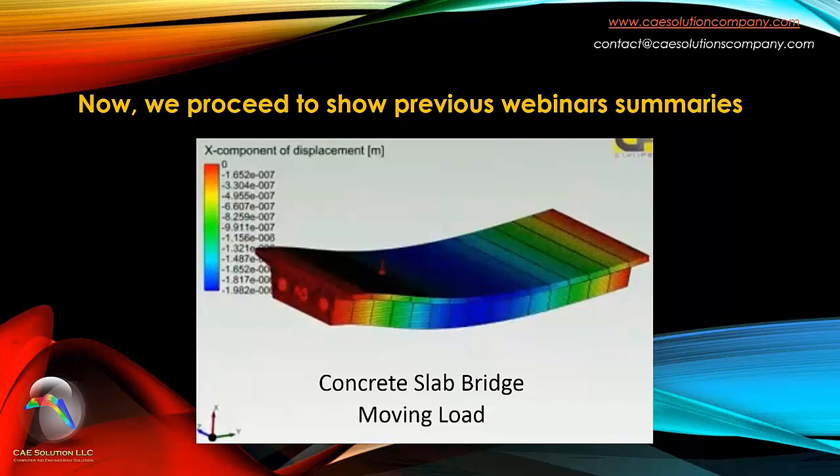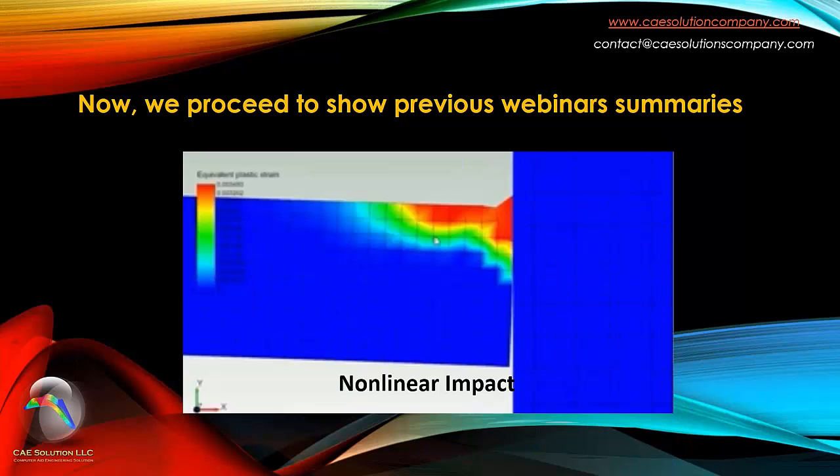Here we have a concrete slab bridge with a moving load, which is self-explanatory. Here we have a model of a nonlinear impact. You can think of this as the typical test of shooting a 2x4 at 100 miles an hour, representing impact on windows and doors, which is a standard test for wind-resistant products.